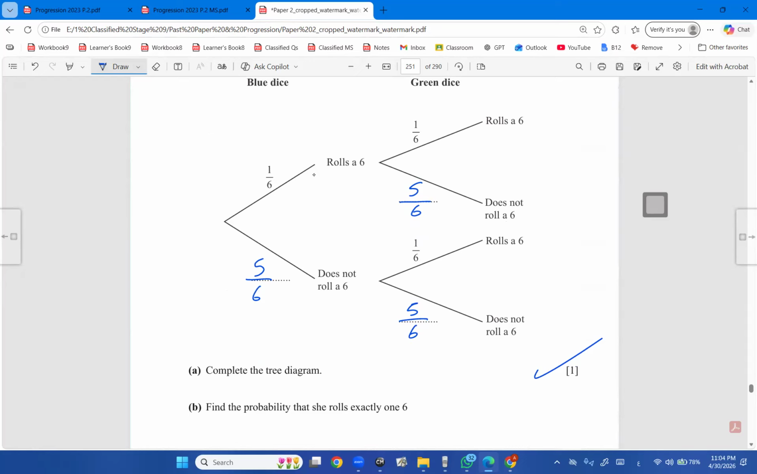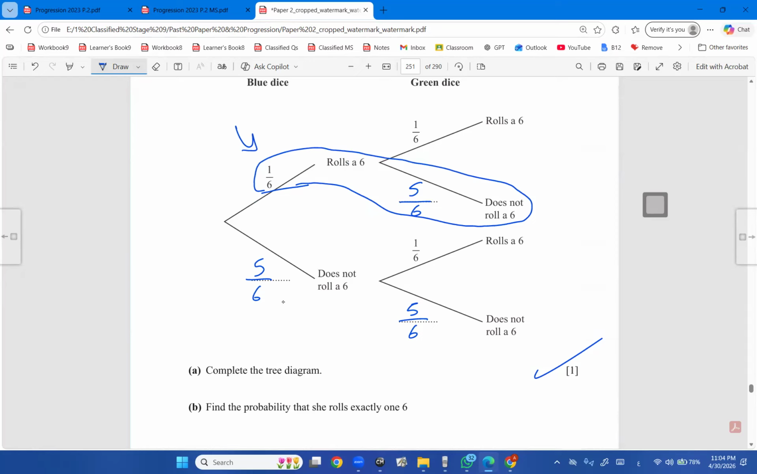Look at the tree diagram over here. Rolling a 6 is here only once. Look at that, it is this one and this one. In this scenario, rolling a 6 is 1 over 6, not rolling a 6 is 5 over 6. So this is one of the scenarios, right? That she might roll a six on the blue dice, and on the green dice she doesn't. Now it happened that she rolled exactly one six only, when on the blue dice you roll a six, and on the green dice you don't roll a six.